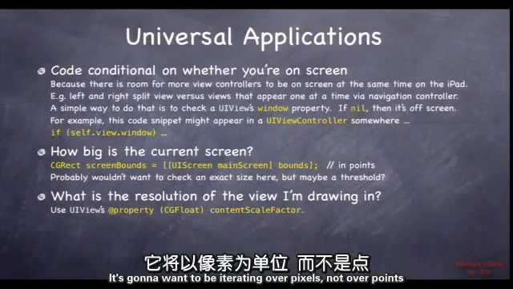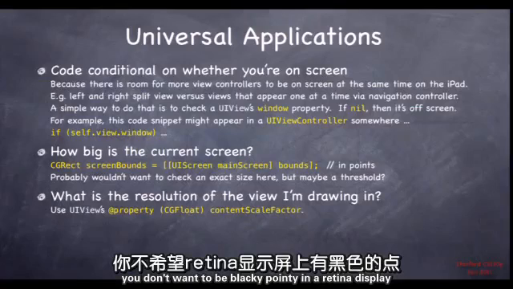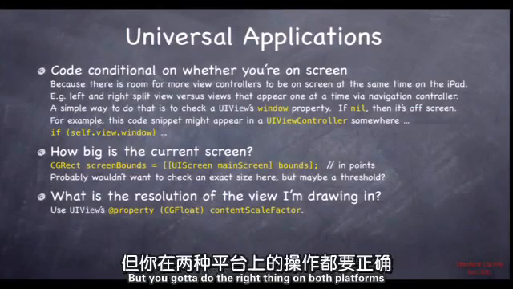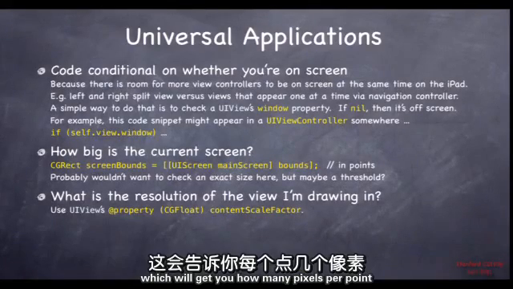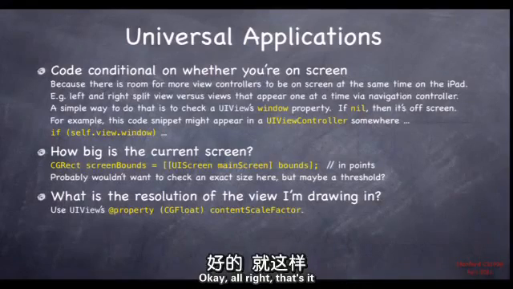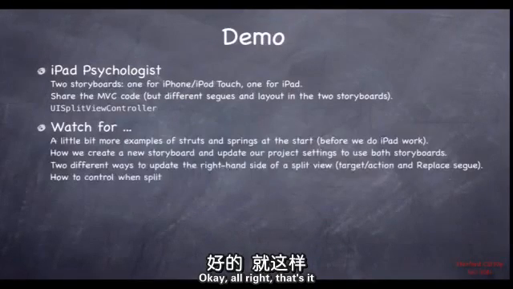So it's going to want to be iterating over pixels, not over points. You don't want it to be blocky point thing on a Retina display. But you've got to do the right thing on both platforms. So you're going to want to use this view method content scale factor, which will get you how many pixels per point. Okay? All right.